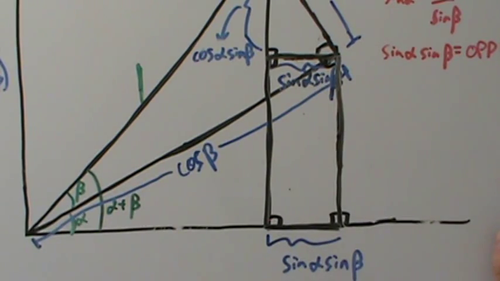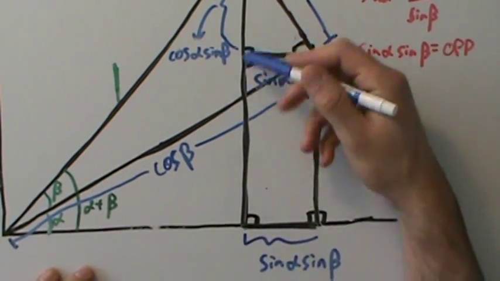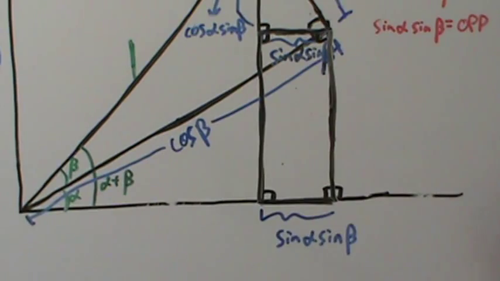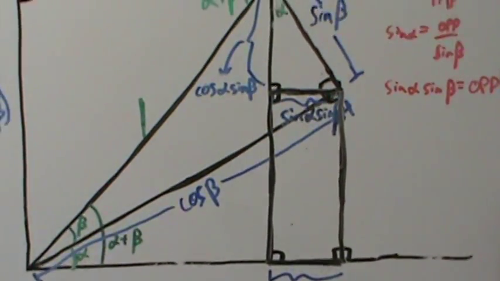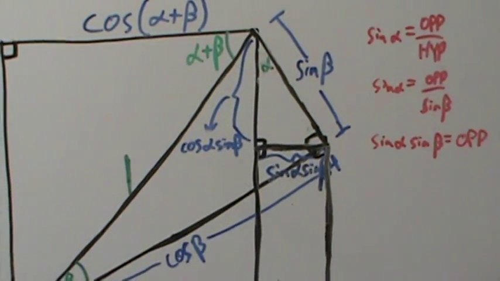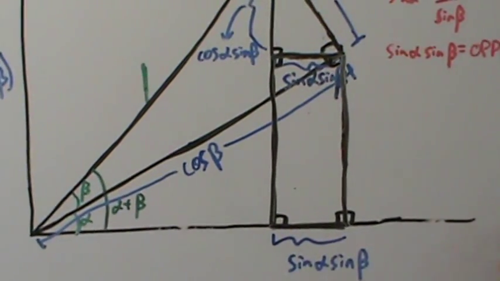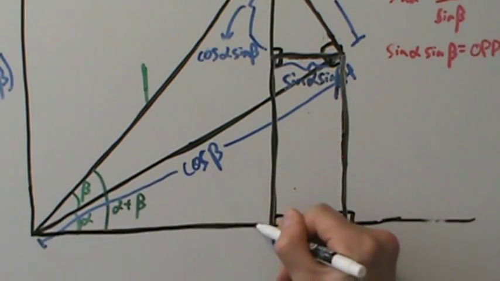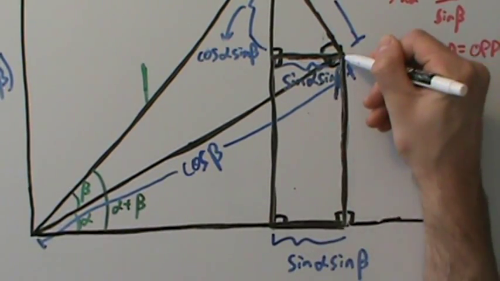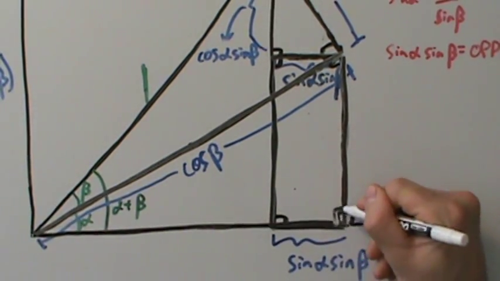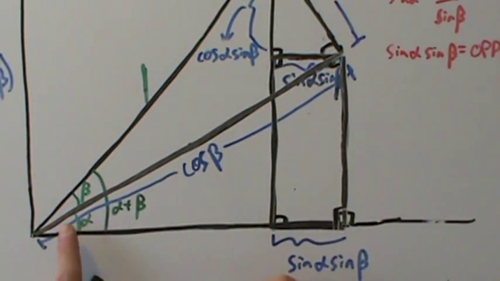Now the next thing we want to do is figure out what's the length of this side right here, and also this side right here. So let's go ahead and do that. If we look at this triangle, we're just going to do the exact same thing we just did, except now we're going to look at this triangle right here. We have our right angle, and here's our angle alpha, that's our angle of interest now, and the hypotenuse is cosine of beta.